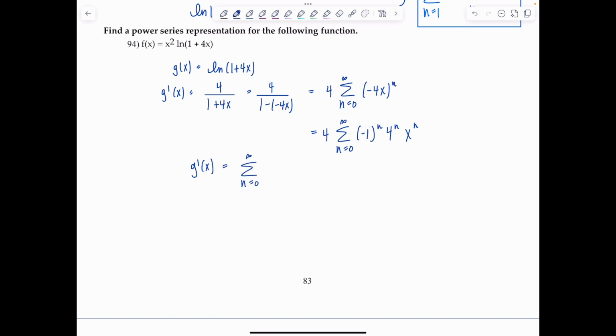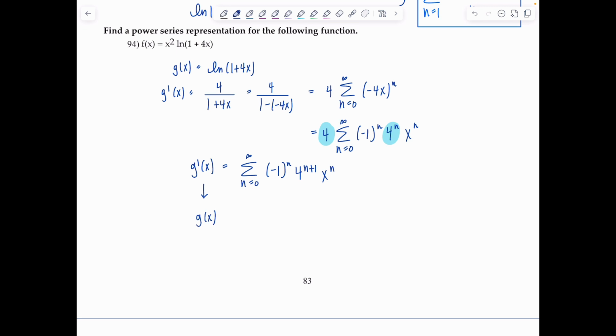So then I can say now g prime of x is the sum, n equals 0 to infinity, negative 1 to the n. Bring this 4 to the first inside so they can not be so lonely. So 4 to the n plus 1, and then x to the n. Okay, good. So now I have a power series representation for the derivative of ln of 1 plus 4x. Let me, again, take the antiderivative so I can have a power series representation for ln 1 plus 4x.